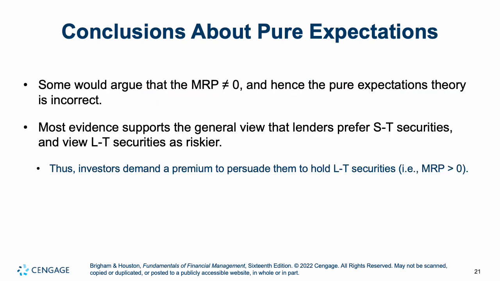What are some conclusions about pure expectations? Some would argue that MRP does not equal 0, so the pure expectations theory is incorrect. If the risk premium doesn't equal 0, you would argue this theory isn't perfect. And some evidence supports that lenders prefer shorter-term securities and view longer-term ones as riskier. Obviously, the longer the term of something, the more uncertainty, therefore it's riskier. So investors do demand some sort of premium to hold long-term securities, and therefore the maturity risk premium would be greater than 0. So keep that in mind.